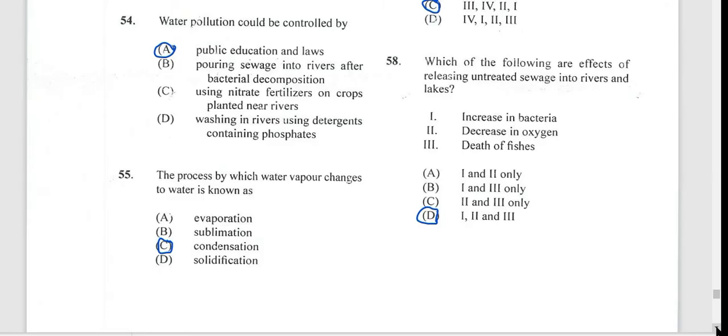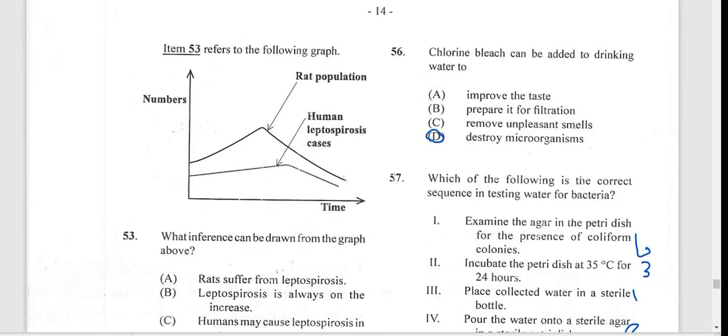We move on over to 56. Moving pretty fast here. Please be reminded to view the other past papers we have put out. We have there 2015, 2019, 2000. 56. Chlorine bleach can be added to drinking water to destroy microorganisms. These are your answer for 56.